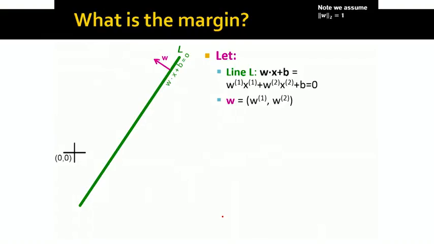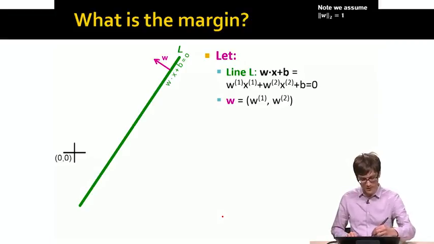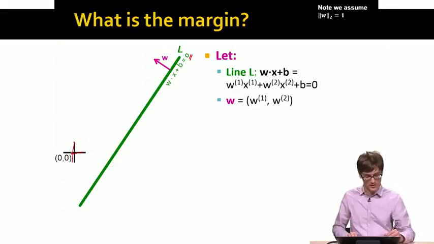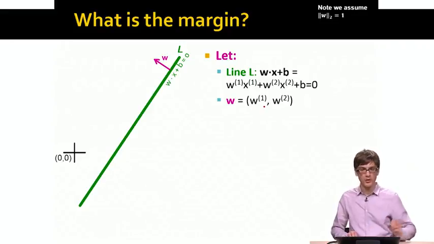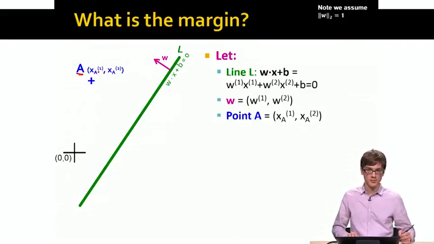This is important because we can now compute the margin of a given data point. We have our line, which we'll call capital L. We define this line as w times x plus b equals 0. This cross here is the coordinate origin. Then we have this vector w that defines the line, and it has two coordinates, w1 and w2. Now let's pick some data point A that has coordinates x sub A1 and x sub A2.